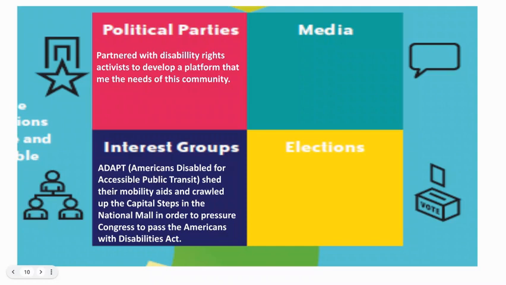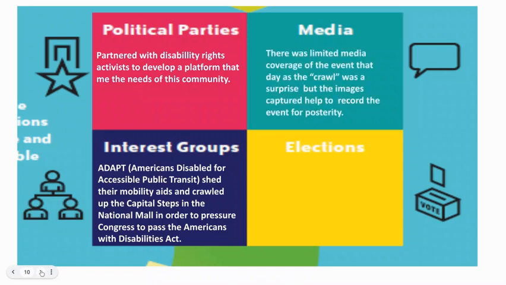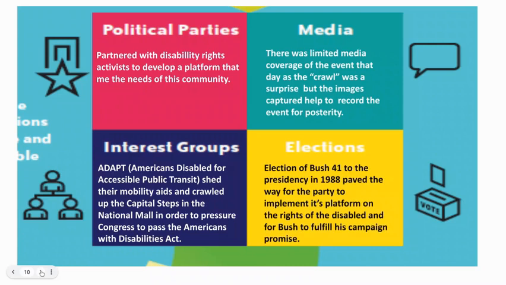And the whole purpose was to make a public demonstration about the lack of physical accommodation that existed in Washington, D.C. So even though this wasn't staged, Washington, D.C. is a very public place. And so there was limited media coverage, but there was enough coverage. Obviously, this is before cell phones, but there was enough coverage that those images became really, really powerful. And they were able to use that to record the event for posterity and use that information to continue to spread the issue.